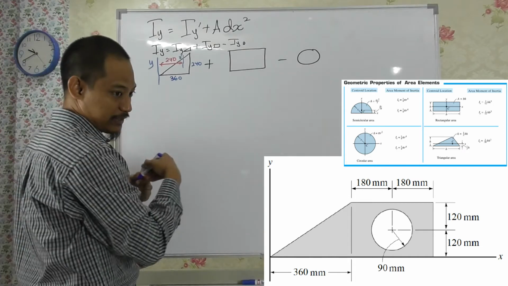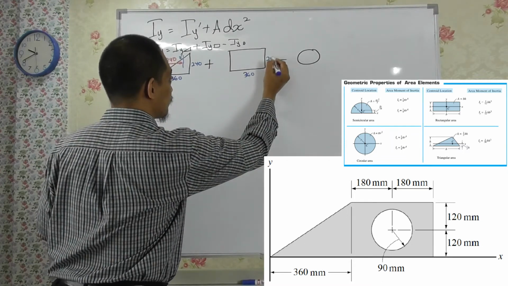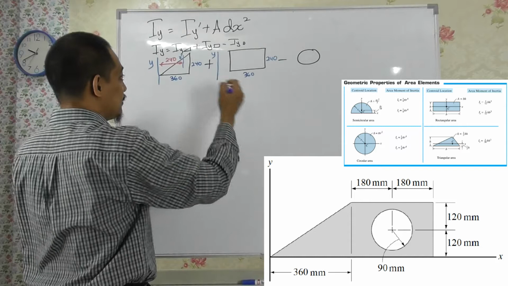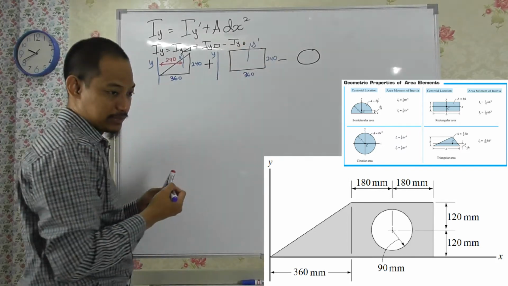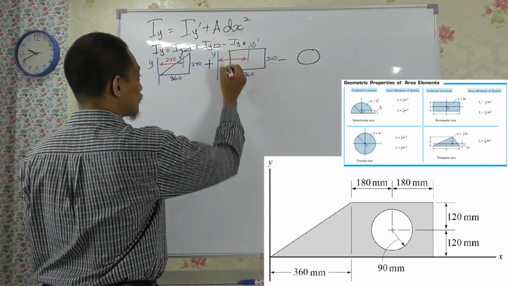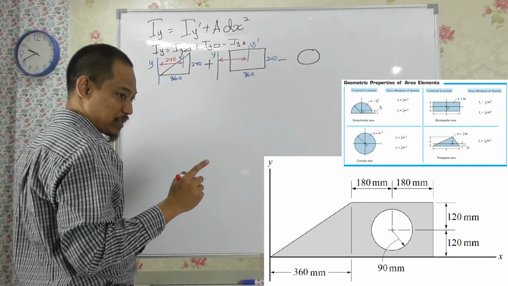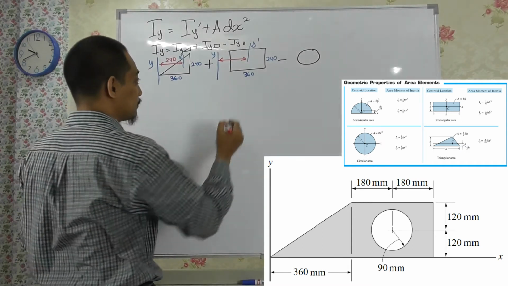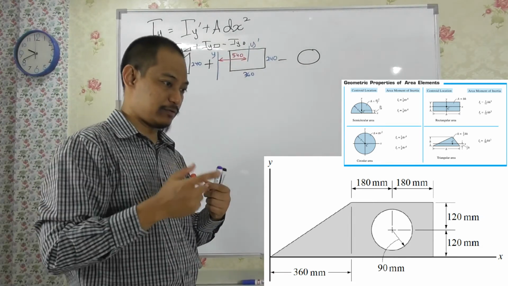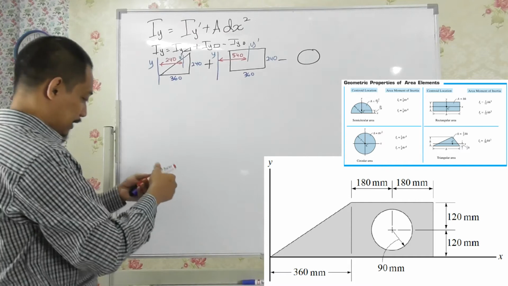For the rectangle, the dimension is 360 multiplied by 240, and the y-axis is somewhere here. So if we consider the y-axis to the y prime axis, what is the distance? That distance is 360 plus 180, meaning 540. Yes, 540.